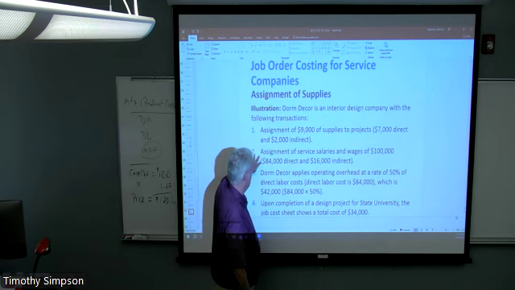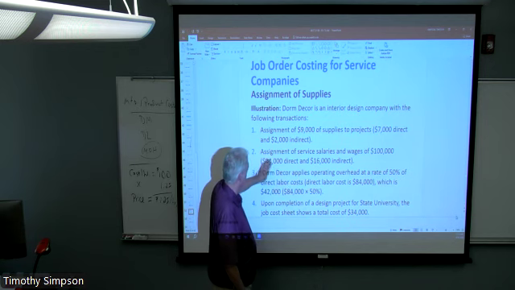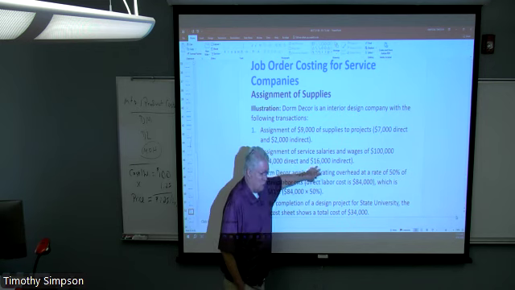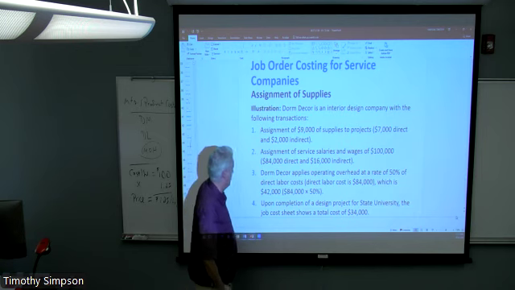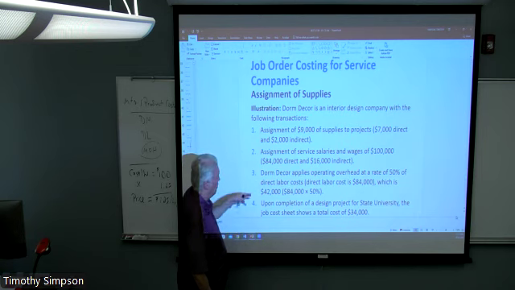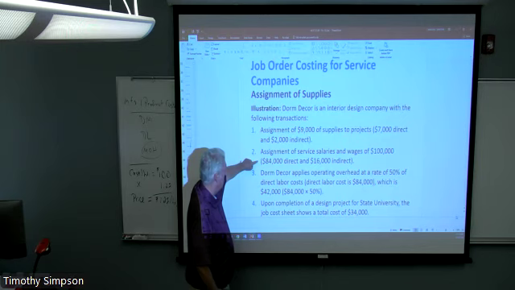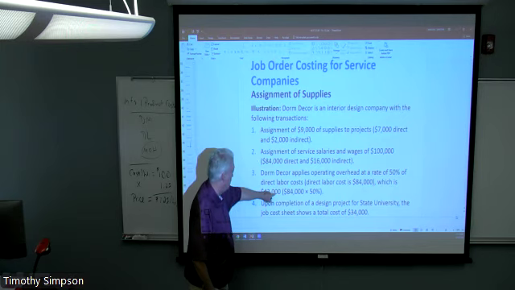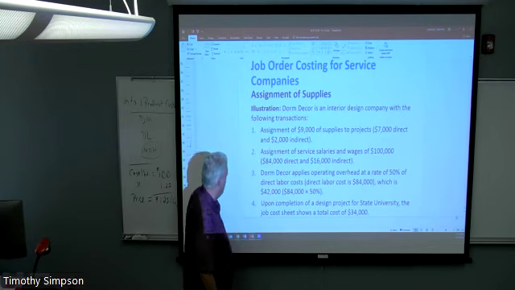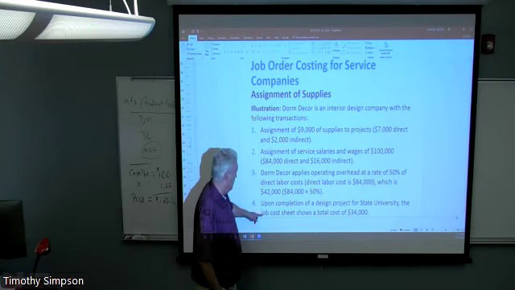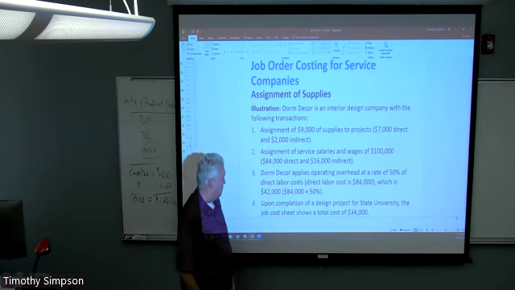Labor, salaries and wages, 100,000: 84,000 direct, 16,000 indirect. So work in process, manufacturing overhead. That's where they're going to be assigned. And then we're going to do an applied overhead rate. Again, it's a predetermined overhead rate at a rate of 50% of direct labor. In this case, the direct labor was 84,000, and so 50% of that is 42,000, simply one half of 84,000. And then upon completion, we have a total cost of 34,000.